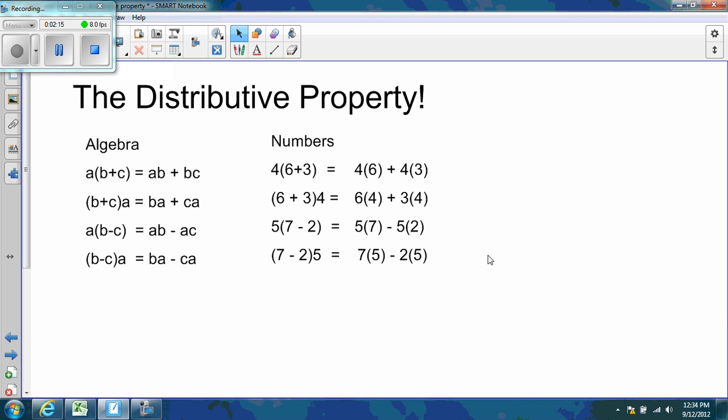So this is the distributive property. It's taking, when you have parentheses, and distributing what's on the outside to the inside. So we're distributing this A to both terms on the inside.